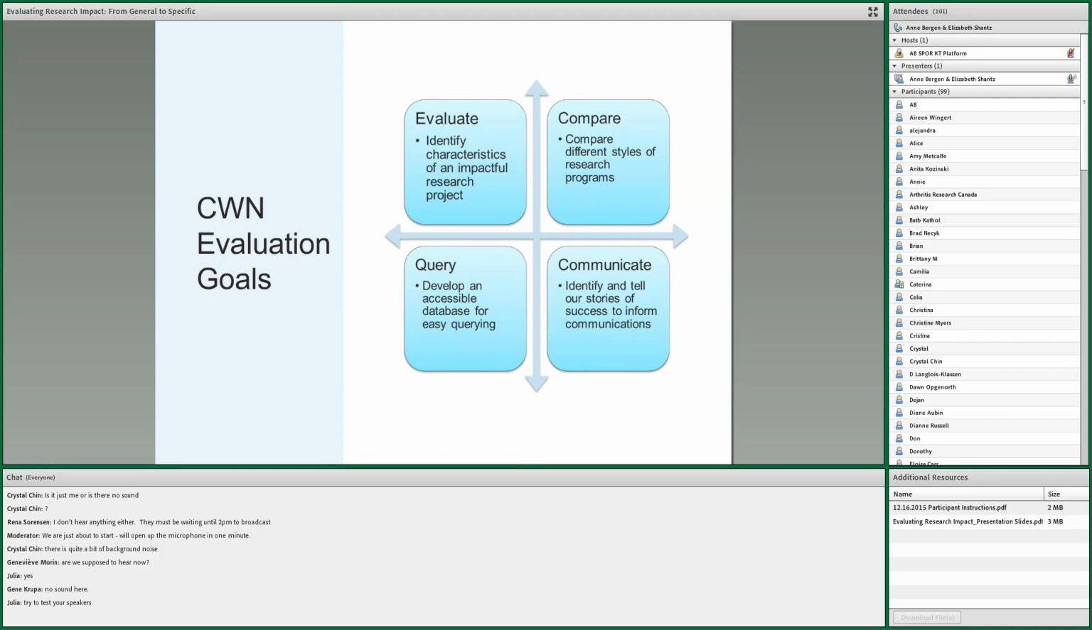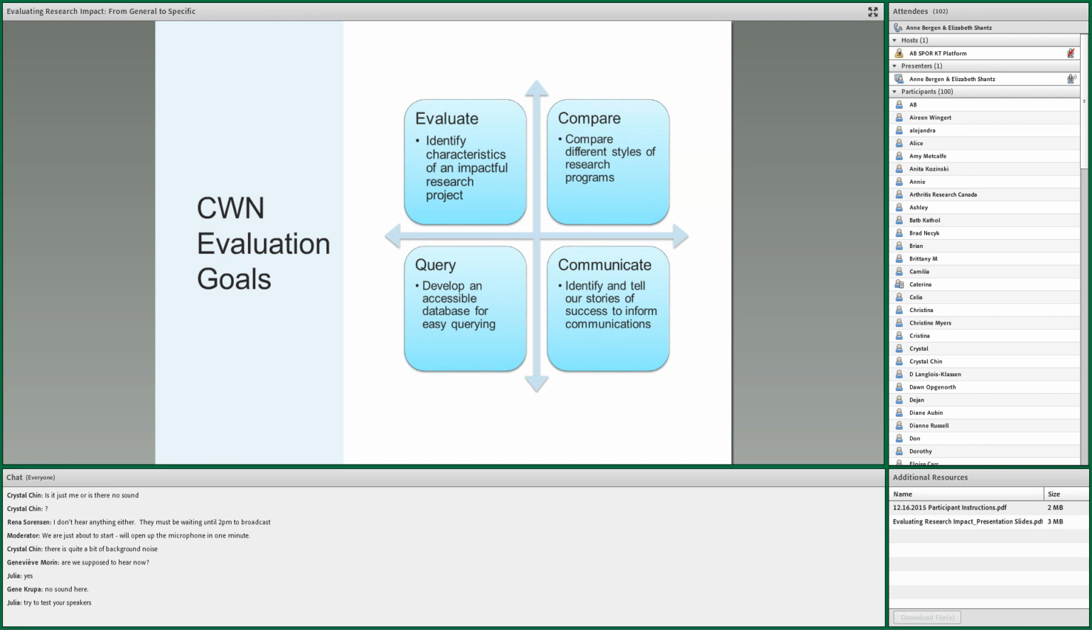So at the Canadian Water Network, when we started our evaluation, we knew that we had to narrow down exactly why we wanted to evaluate and how we were going to use the results. And coming up with these goals and refining them was actually quite a work in progress. So the first thing we wanted to know was what characteristics of the projects we fund are linked to projects that have strong impacts. And we wanted to know that so we could apply those lessons to future projects and future research.